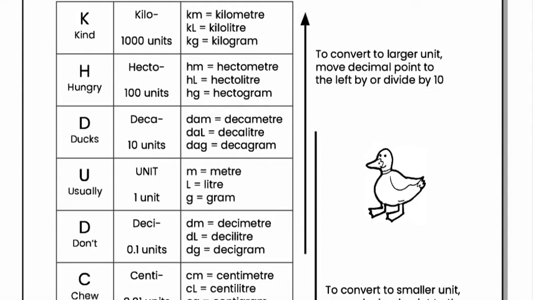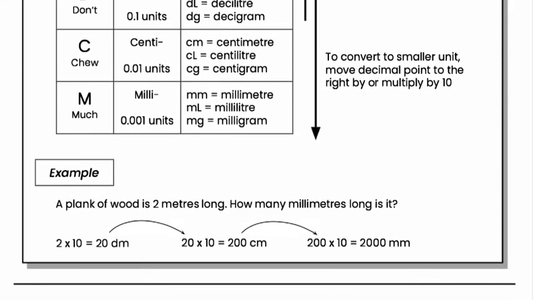So an example of that: a plank of wood is 2 meters long. How many millimeters long is it? We're starting with our 2 meters, and you can either put it into steps like we've done here, where we multiply by 10 first to get it into decameters. Then from there, we multiply it by 10 in order to get it into centimeters. And then from there, we multiply by 10 in order to get it to millimeters.